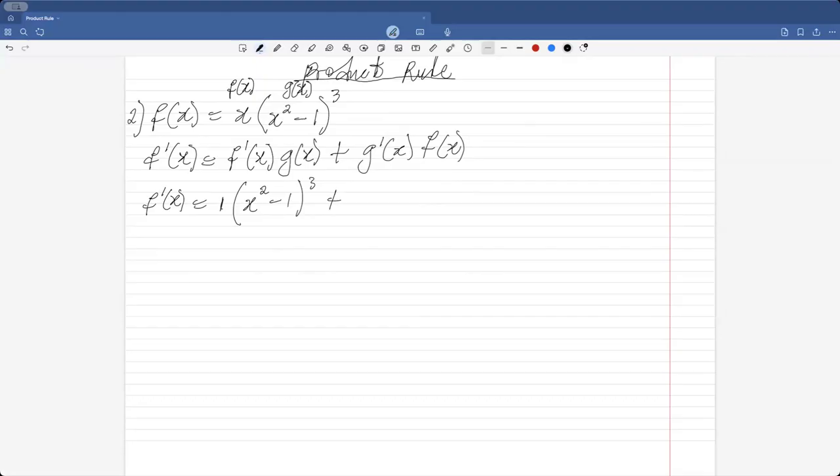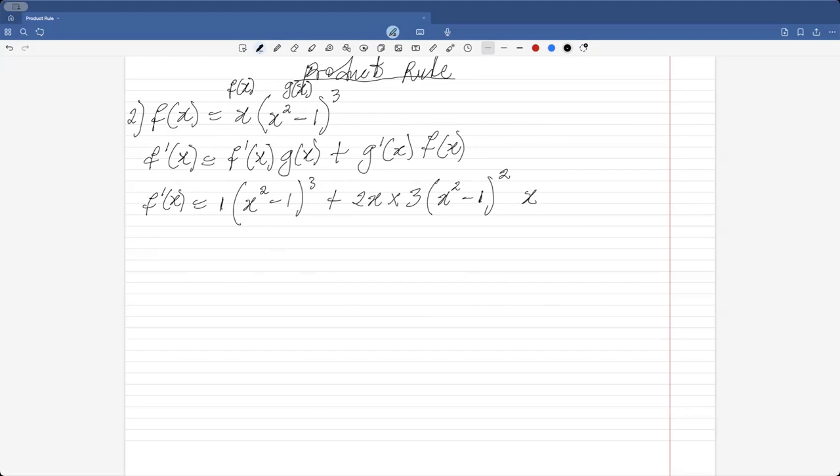Plus the derivative of the function g(x) is nothing but 2x multiplied by 3, open parenthesis, x squared minus 1, close parenthesis, to the power of 2, and followed by the function f(x).